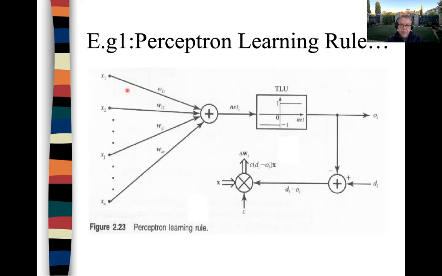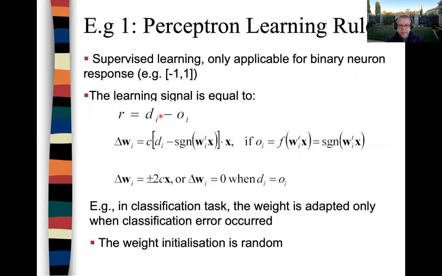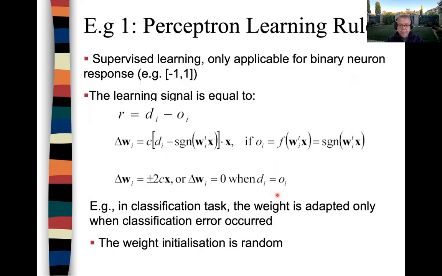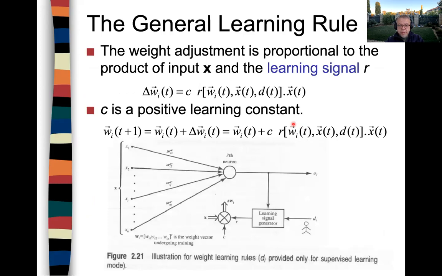So this weighted input, x1 wi1 plus x2 wi2, and so on, are going to be summed here. So you're going to have the net activation, which is fed to the activation function, which is the sine function, either plus one or minus one, to give you the output. Assuming that you randomize your perceptron, this actual output is compared to the desired output to give you an error, di minus oi, which we called the learning signal R.